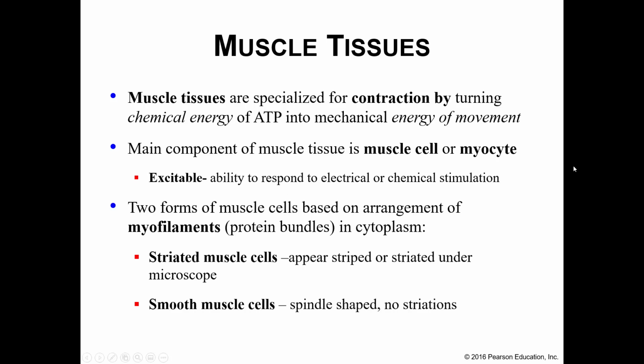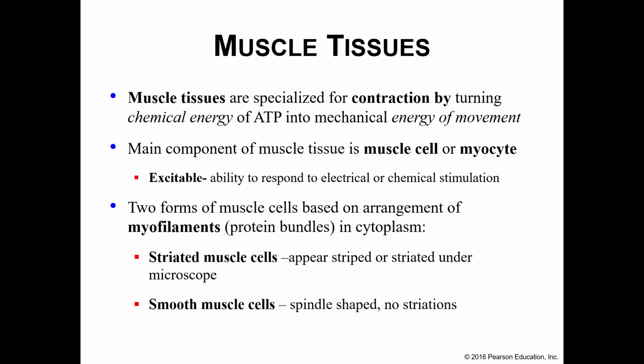In this recording, we're going to discuss muscle and nervous tissue. Muscle tissue is unique in that its specialized function is contraction. And we're going to use good old ATP, chemical energy, and turn that into the mechanical energy of movement. The main component of muscle tissue is called myocytes. They're muscle cells, and they are excitable.